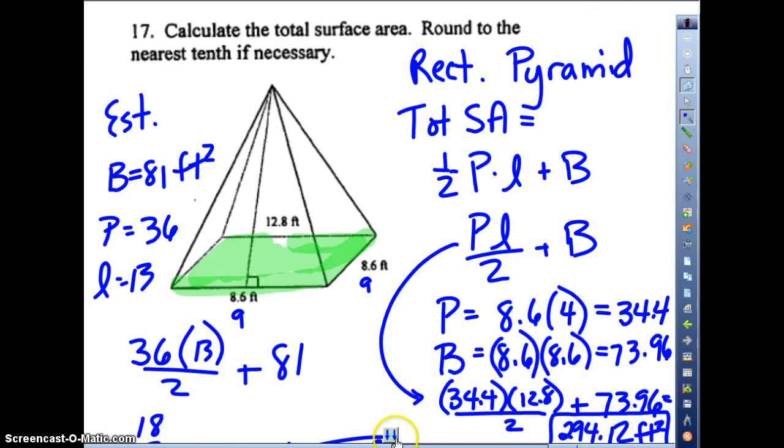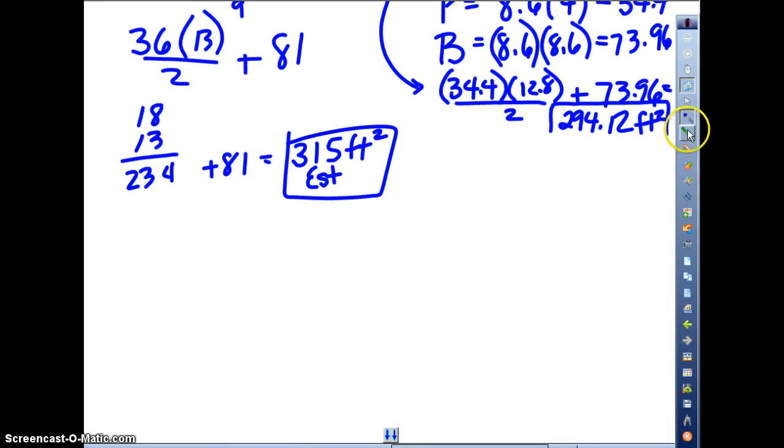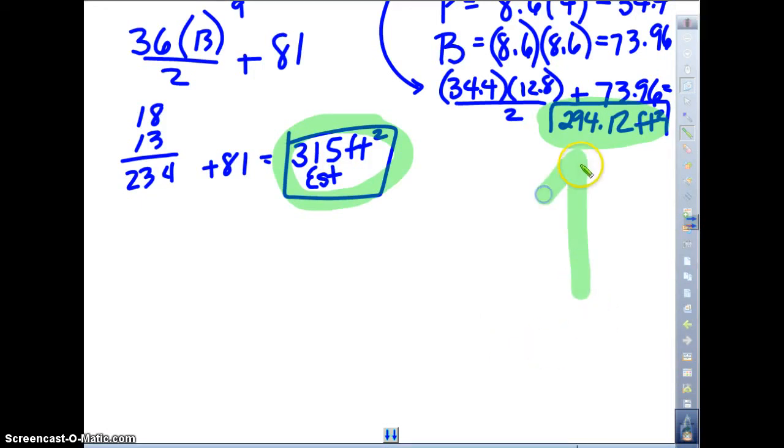What was my estimate? There's my estimate, and there's the actual answer. Those are pretty close to one another, aren't they? They're real close. What a great way to try to get an answer and not make any computation errors. By the way, is that answer in your answer bank? Excellent. I think we're done with the review.